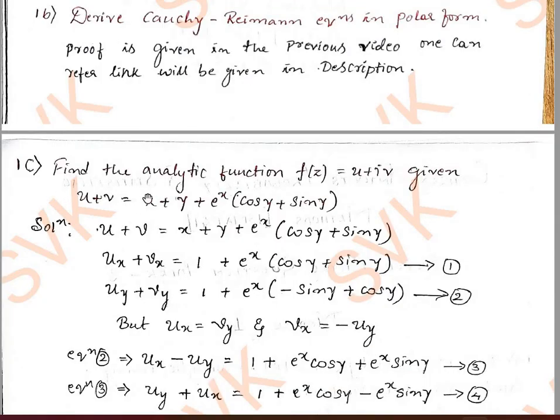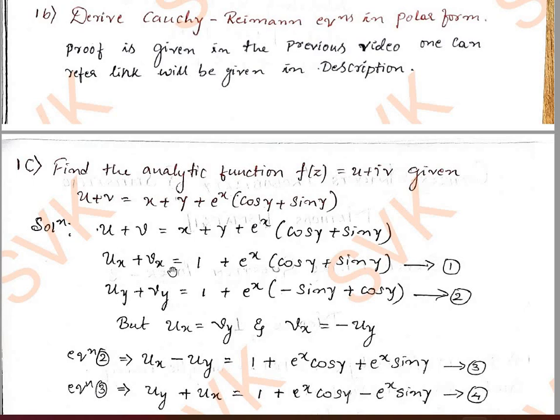Question number 1C. Find the analytic function f of z is equal to u plus iv given that u plus v is equal to x plus y plus e power x times cos y plus sin y. So consider the given problem and differentiate partially with respect to x and with respect to y. We are going to get equation 1 with respect to x. We are going to get equation 2 if we differentiate partially with respect to y.